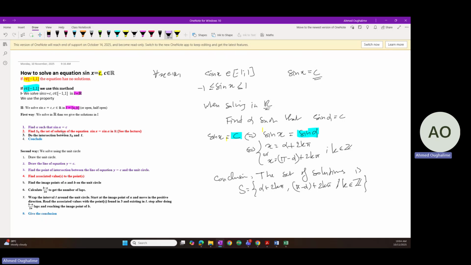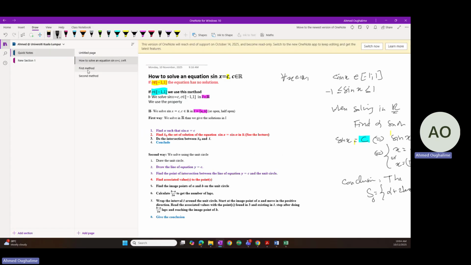Either we do it algebraically, so in the first step and the second step, we are going to do exactly the same as we have done here: find all the solutions in R first. Then we do the intersection between the set that we call S0, which is this one here, and the interval I. How easy or difficult it is depends. Then we give the final conclusion after the intersection. This is the first way. So here I'm showing an example using the first way.